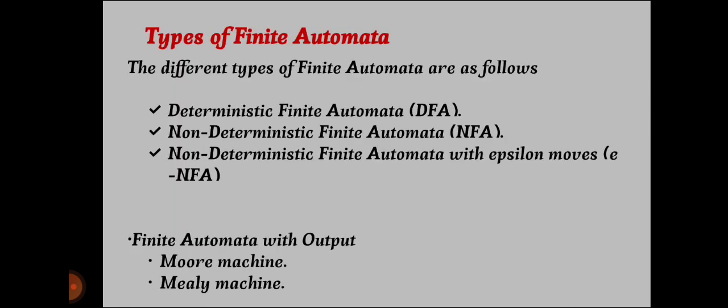Types of finite automata. The different types of finite automata are as follows. The first one is deterministic finite automata, DFA. Non-deterministic finite automata, NFA. Non-deterministic finite automata with epsilon, epsilon-NFA. Finite automata with output: Moore machine and Mealy machine.